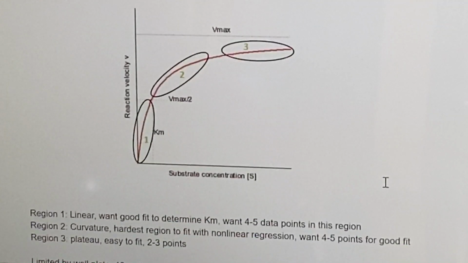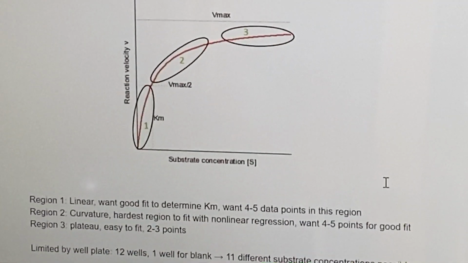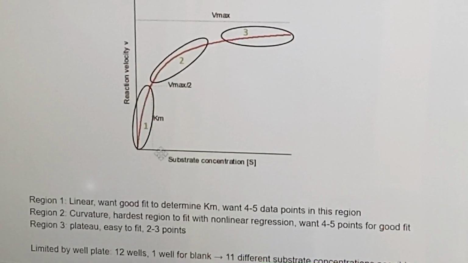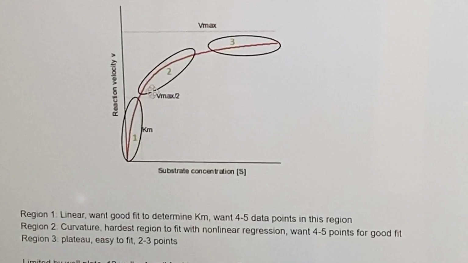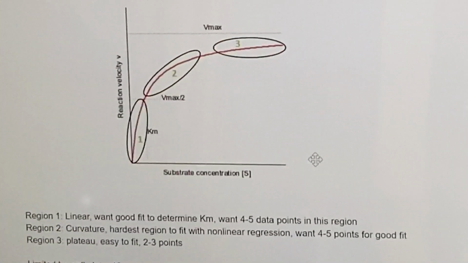So in terms of where to take data, Michaelis-Menten has like 3 distinct regions in its curve. This first portion is linear, and out here it's completely flat, and in between there's sort of a curve towards it.